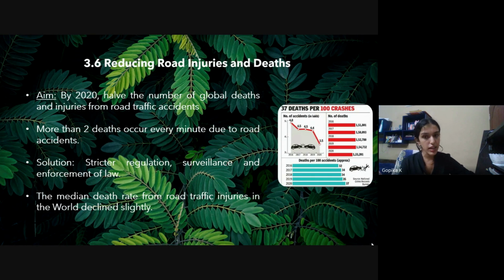In Sweden, for example, efforts to improve road safety have resulted in a 66% reduction in road fatalities. This achievement demonstrates that with the right policies and commitment, we can save lives and prevent injuries.